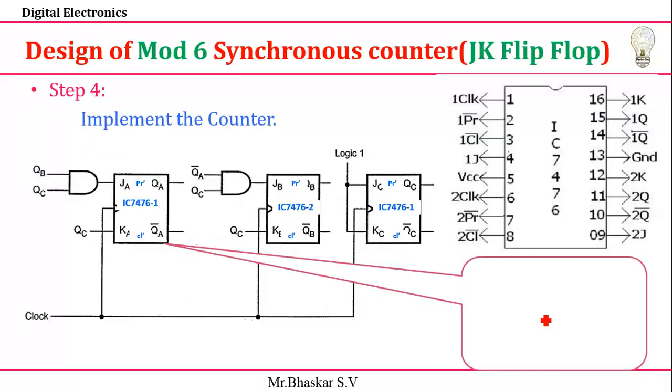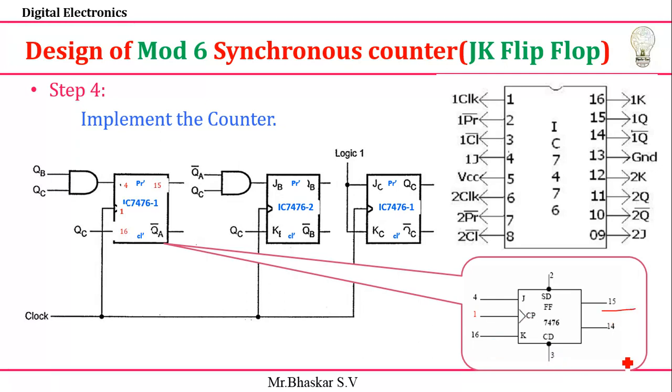Now next I can give the numbering for the main circuit. For the first JK flip flop, I'm going to use IC 7476. Here JA, clocks are 1. Next JA value is 4. Next is 16, 15. These are the values I can give, and here it is 15, and next it is 14. So 2 and 3 are my preset and clear. You can see this is the 2 I'm going to use, and 3 we are going to use here.